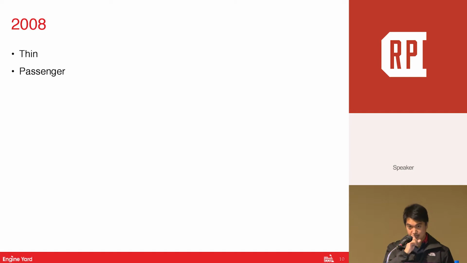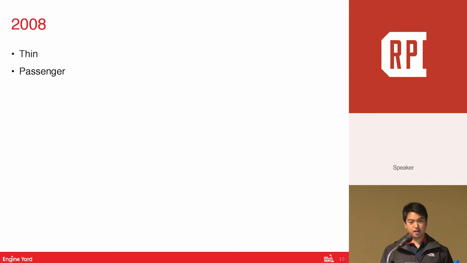In 2008, Thin was released. It's also a separate app server like Mongrel. It uses EventMachine. It was faster than Mongrel, but not significantly faster. We had customers who moved to Thin, but most were still using Mongrel, so that didn't really change the standard. There are some use cases wherein you want to use Thin, but most people still stayed with Mongrel.